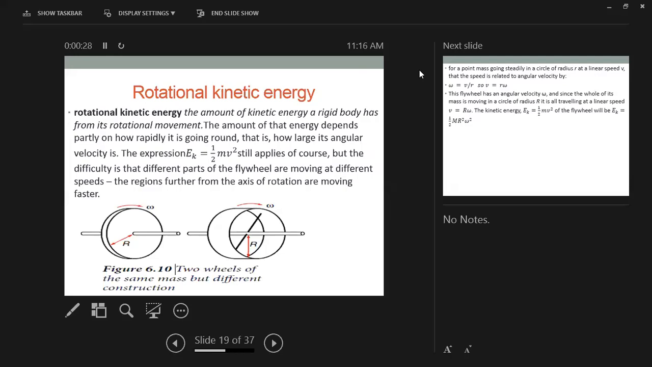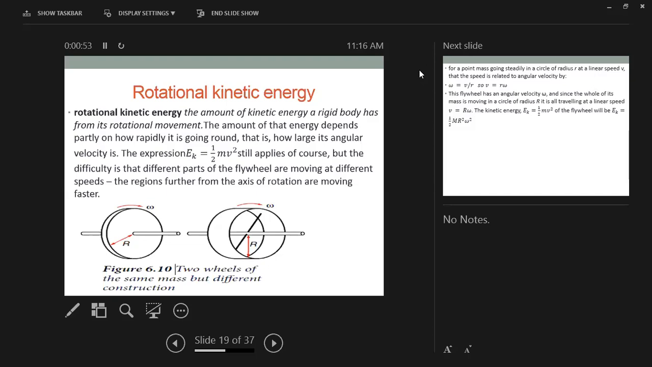We were using the expression 1 over 2 mv squared to find the kinetic energy. Here, instead of m, we are going to use moment of inertia, and instead of velocity, we are going to use angular velocity. Okay, these two are going to be our variables for the rotational kinetic energy.